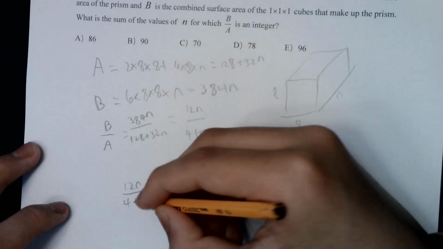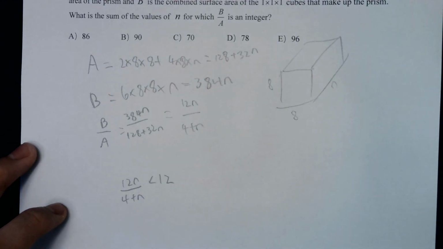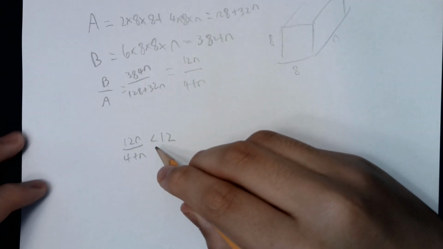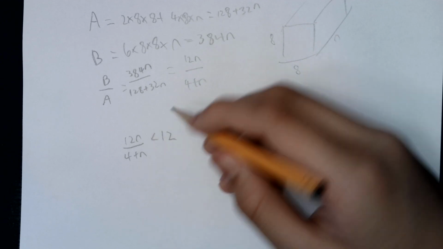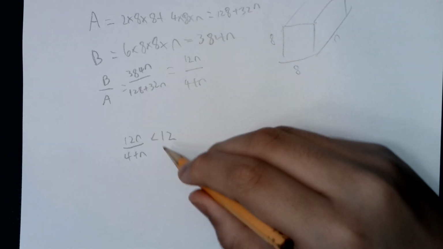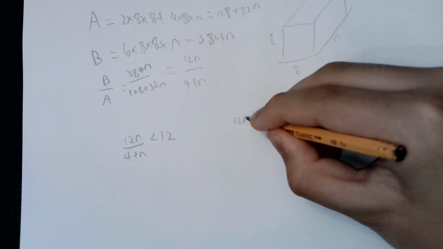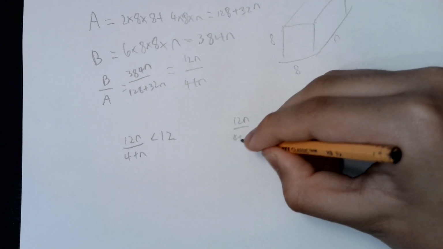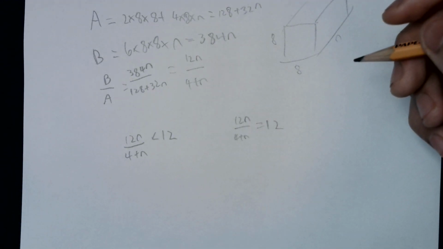Now let's look at 12n over 4 plus n again, and we need to put some restrictions on this, otherwise there's just going to be an infinite amount of numbers here. We can see that 12n over 4 plus n has to be smaller than 12, and there's a pretty big reason for this. Let's just say that 12n over 4 plus n is going to be equal to 12 somehow, and there's a pretty big reason why this doesn't work here.